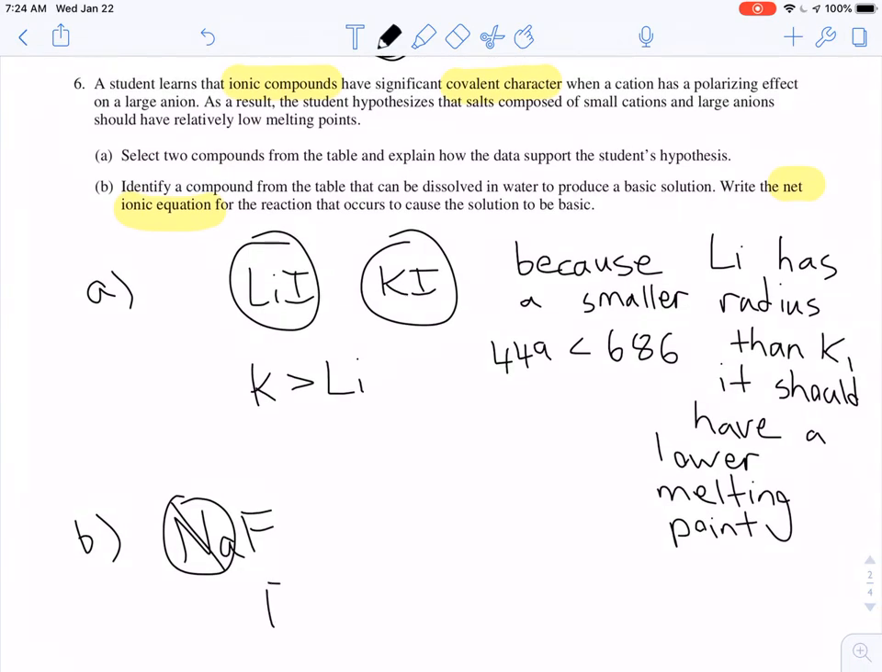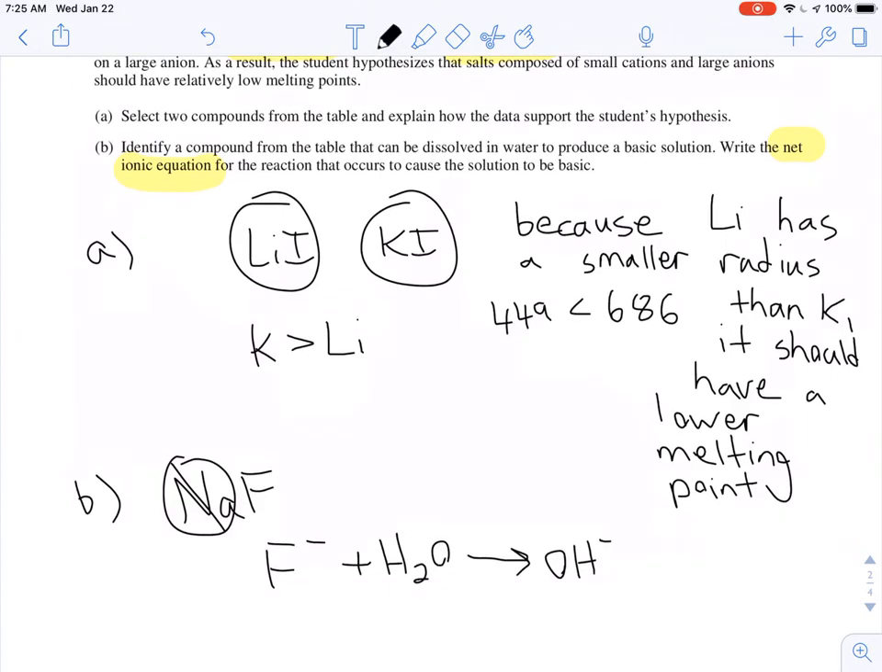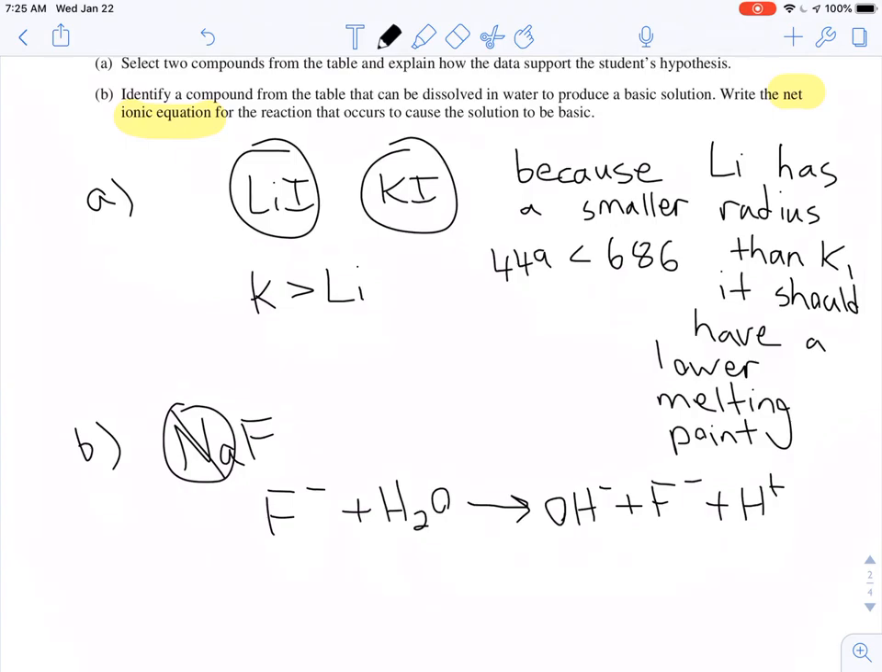So we can start writing our reaction. You're going to have the F minus anions, and you're going to add H2O, as it says in the question. And this is going to give you, since it says it's going to produce a basic solution, we know that there's going to be OH minus anions in the products. And you're also going to have your F minus anions. And then lastly, we're going to have H plus cations from the H2O compound, and to balance out the equation.